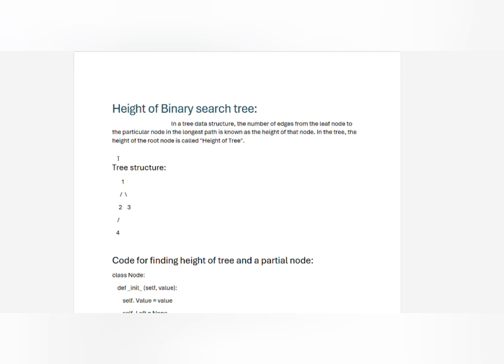In a tree, the height of the root node is called the height of the tree. In this tree, 1 is the root node. It has a height of 2 because it has two edges, one over here and another here. So the height of the entire tree will also be 2.